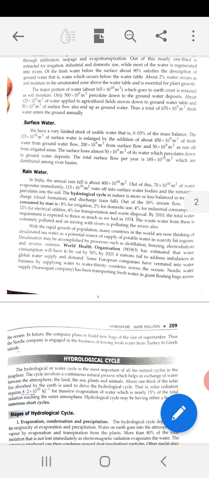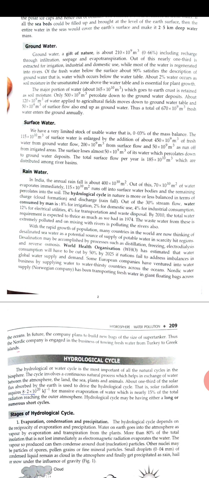With the rapid growth of pollution, many countries in the world are now thinking of desalinating seawater as a potential source of supply of potable water in scarcity-hit regions.